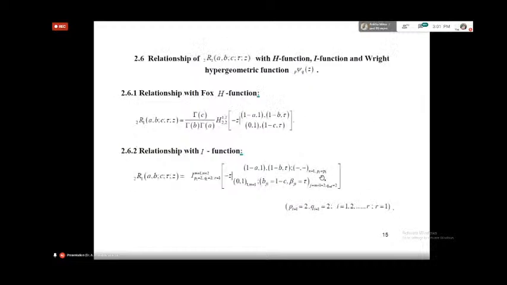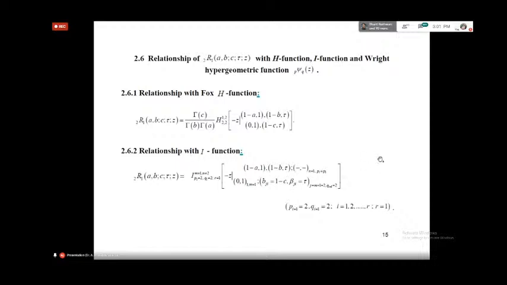And next, now the relationship of 2R1 with the S function, I function, and right hypergeometric function. So here we can also establish the relationship with the Fox H function. The Fox function was introduced during 1962-63. C. Fox was a Canadian and a great mathematician. He was editor of the Canadian Journal of Mathematics, and he introduced this function.